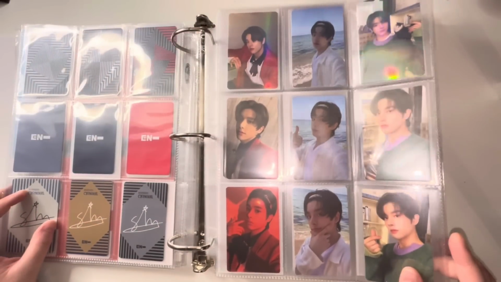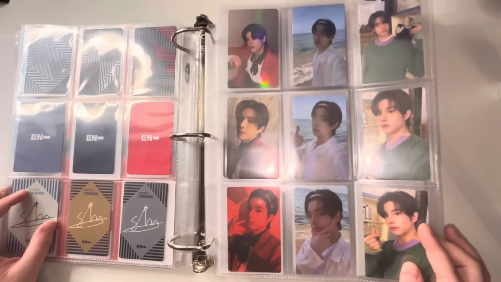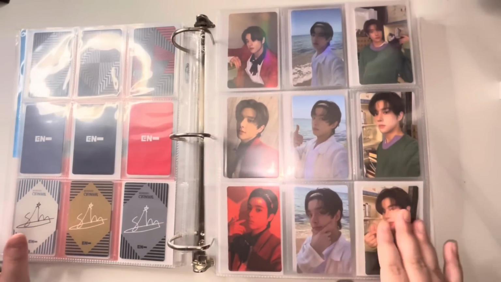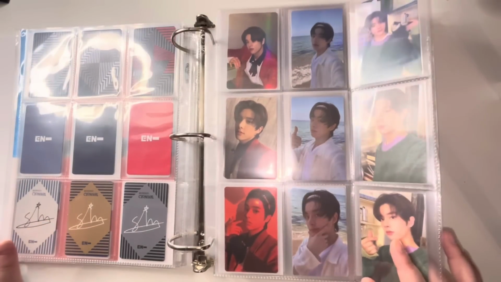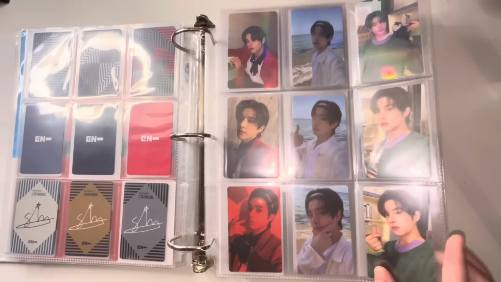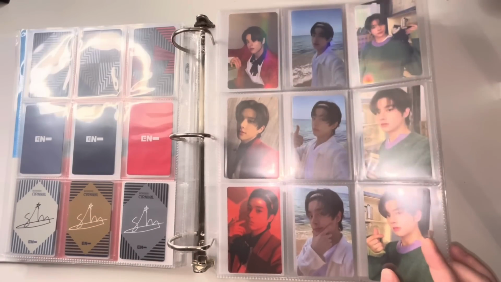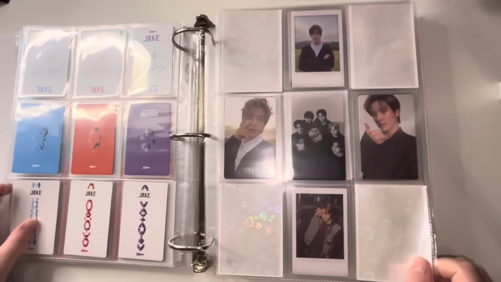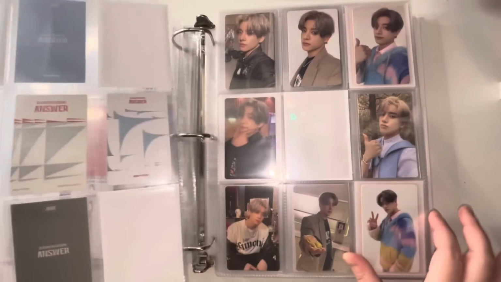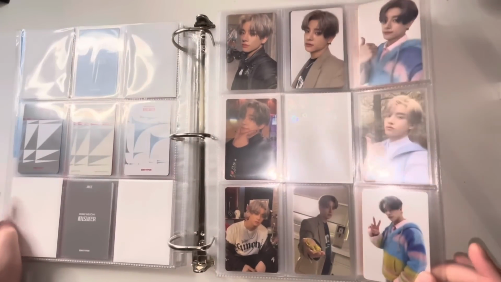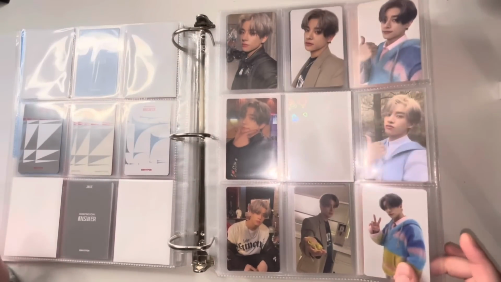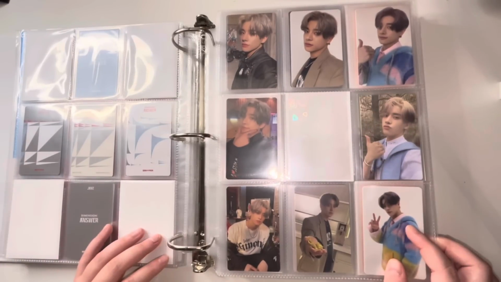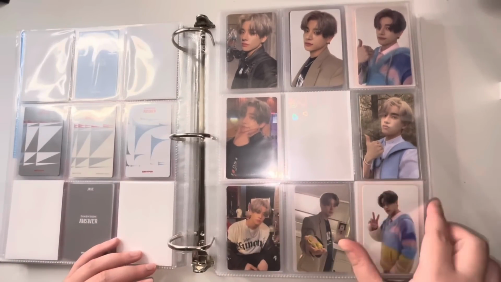And then this is Dimension Dilemma, which is one of my favorite eras. A lot of people don't like this era, but I don't know, I was in such a good time in my life during this era, so that's why I like it so much. And then we have Dimension Answer, and then we've got Manifesto, which they did so many photo cards for. It was crazy.